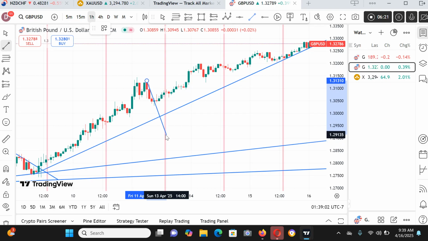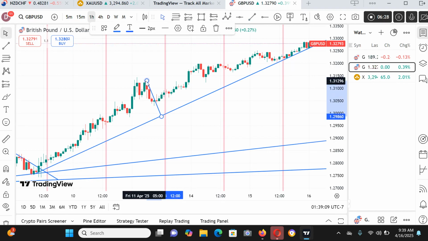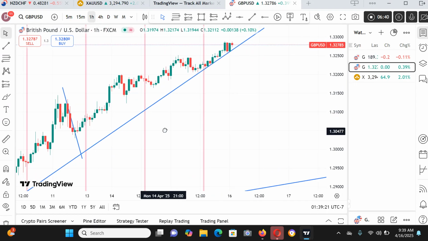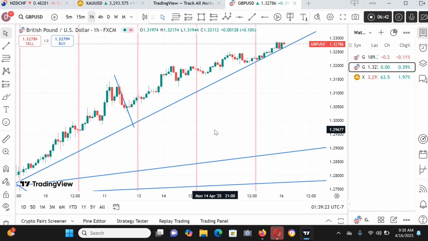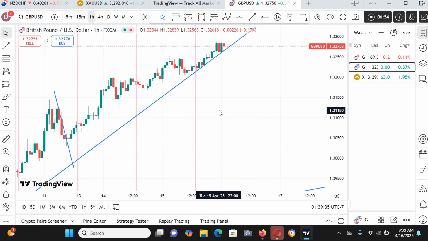We sit on our hands and wait for the breakage of the counter trend line and a retest of it, then we enter. So I always advise that the counter trend line should be drawn on the 1 hour time frame. Then we go to the 15 minutes time frame and wait patiently for the breakage of the counter trend line and retest, then we enter. See?